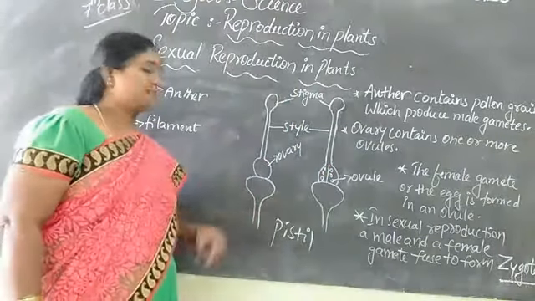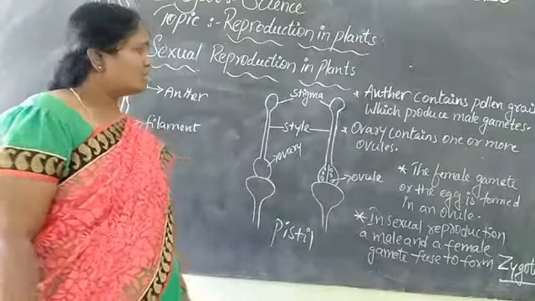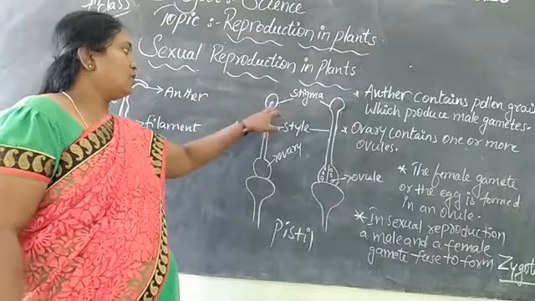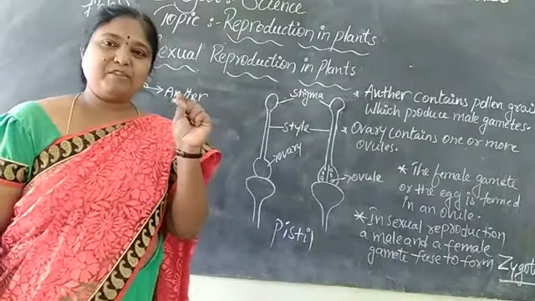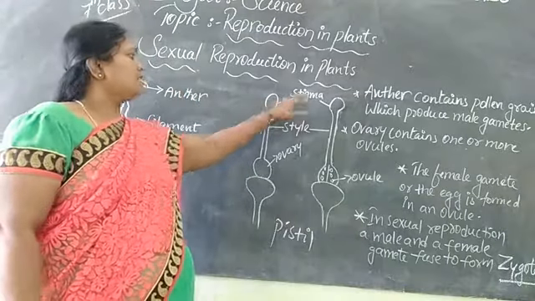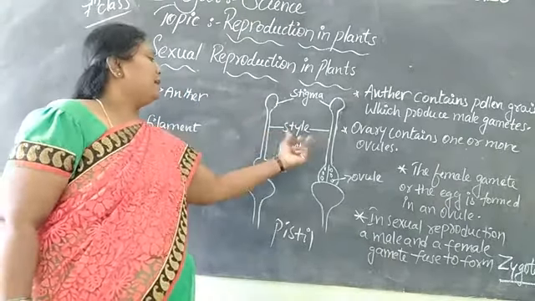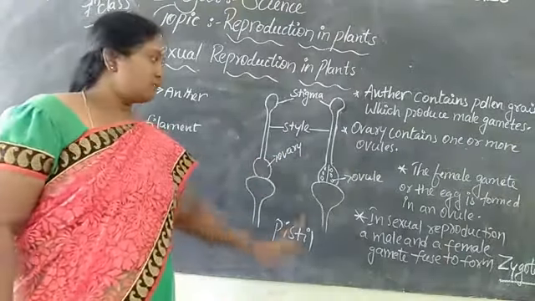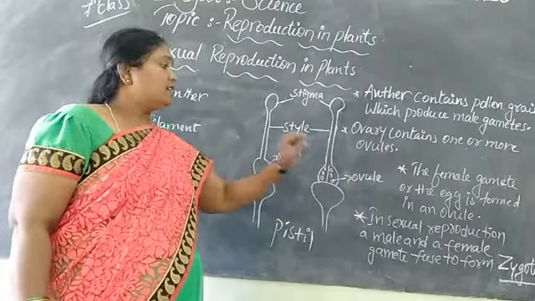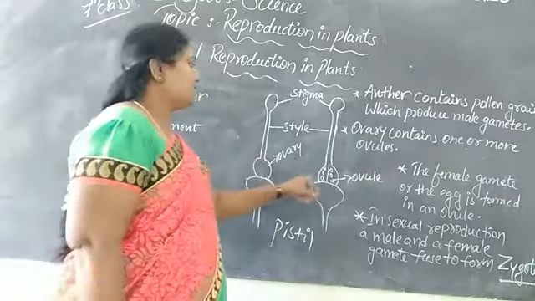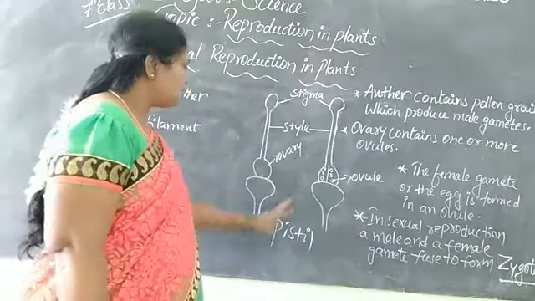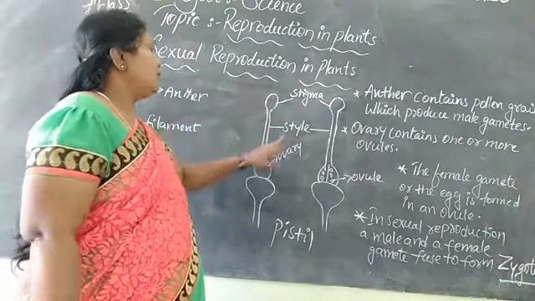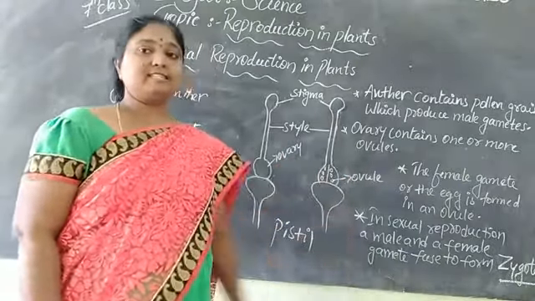Then let me come to the pistil. To show you the ovary and the ovule, we have taken it like this. The upper part we call the stigma. It is a sticky one. The lower pipe-like structure we call the style, and here we have the ovary. If you open it and see, there are small eggs, which we call the ovules. So stigma, style, ovary. If you open it, we can see the eggs, that is nothing but the ovules.